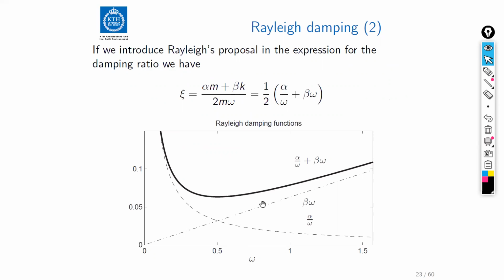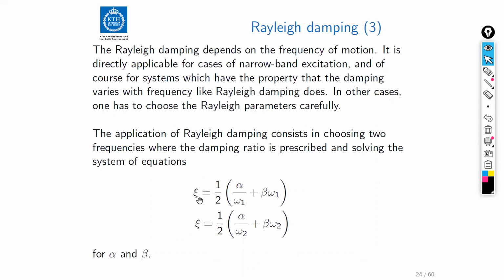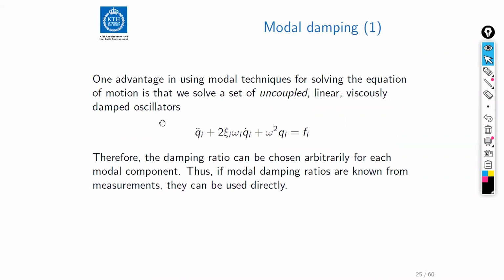Then we might choose damping ratios at the two border values, 0.5 and 1. Like at these two frequencies, we want specific values for the damping ratio. And then by doing so, we would obtain two different equations here. And that way we can solve for alpha and beta. But this is straightforward. I think that will not be the big problem for you here.